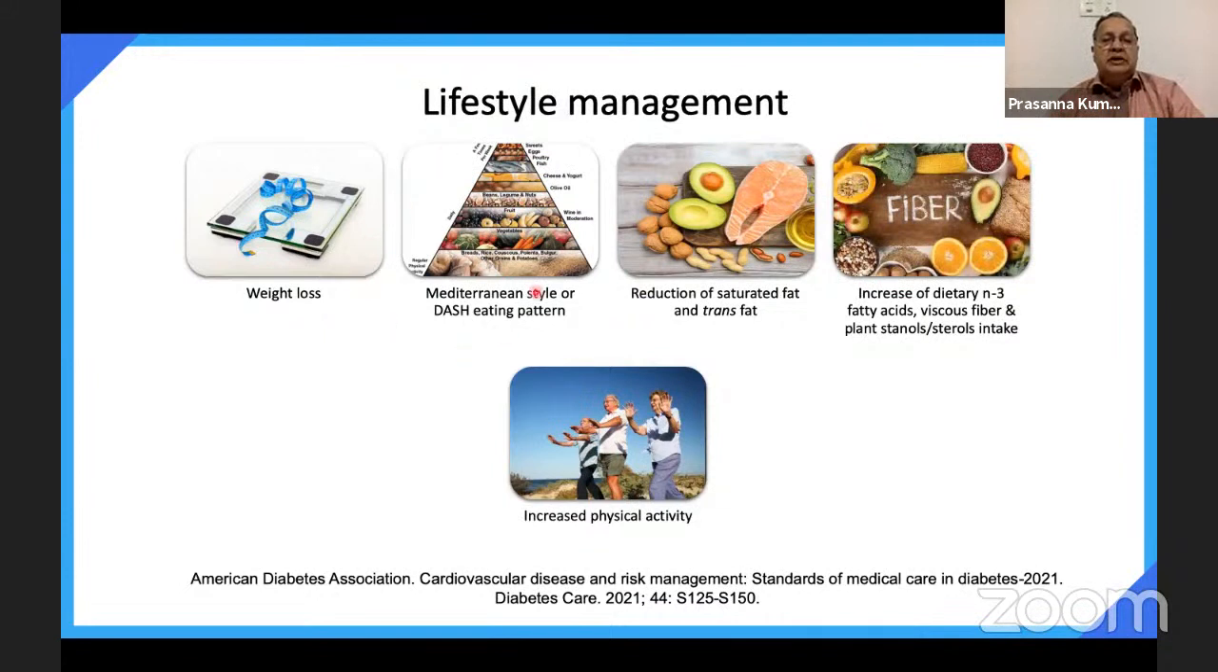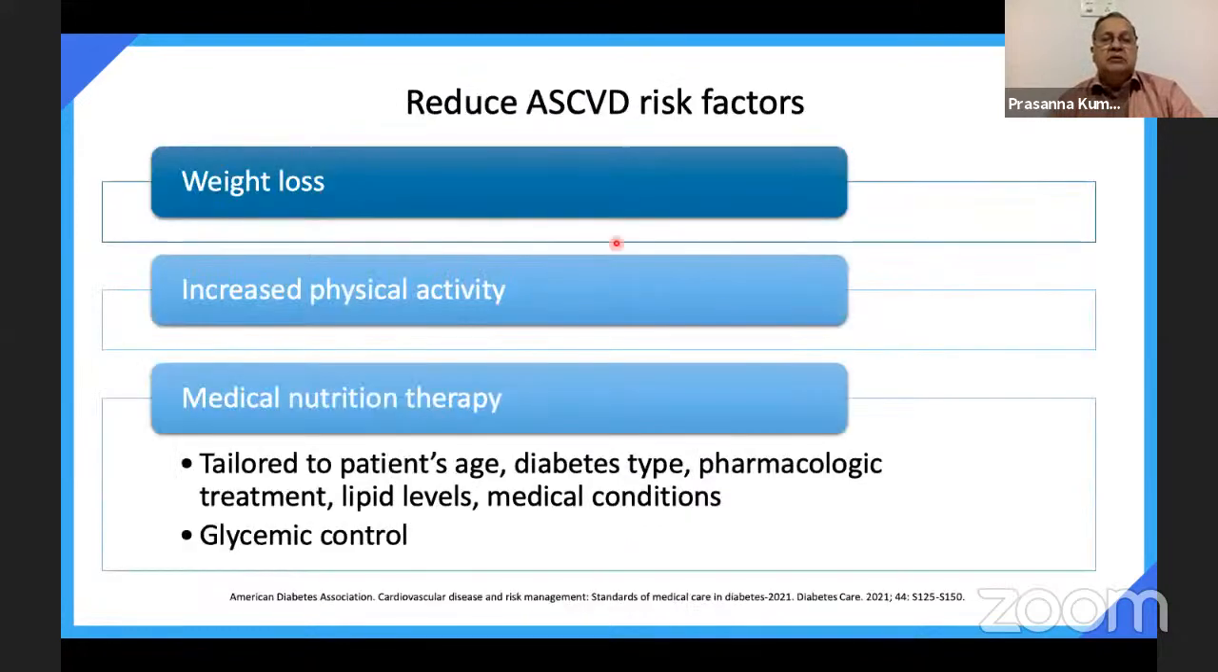Today, Mediterranean diet or DASH diet is a very, very important diet. Then reduction of saturated fat, trans fat. Increase the fiber intake, natural fiber, vegetable fiber. Increase physical activity. These are simple lifestyle management measures for dyslipidemia and diabetes. Then reduce atherosclerotic cardiovascular disease by weight loss, increased physical activity, and medical nutrition therapy.